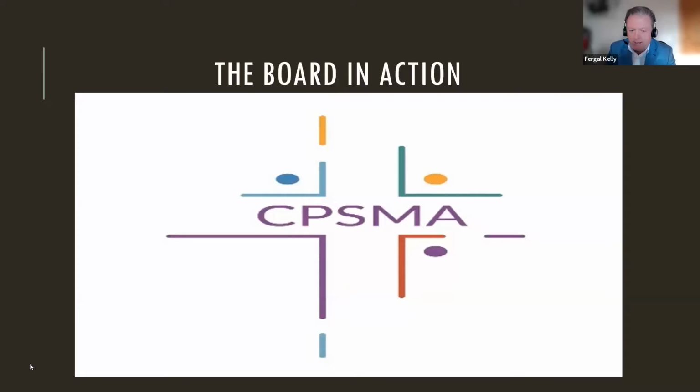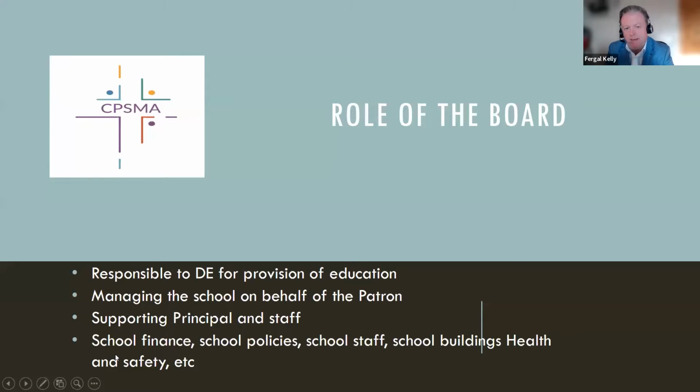Okay, so I suppose a key question that we have to ask ourselves tonight is, what are the responsibilities of the Board of Management as set out in the Education Act? So the board is responsible to the Department of Education for the provision of education to the pupils in the school and for complying with department circulars and legislation. An example of this would be admissions, for instance, which are governed by both circular and legislation.